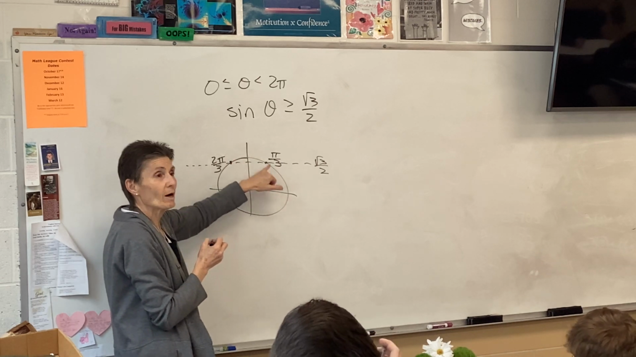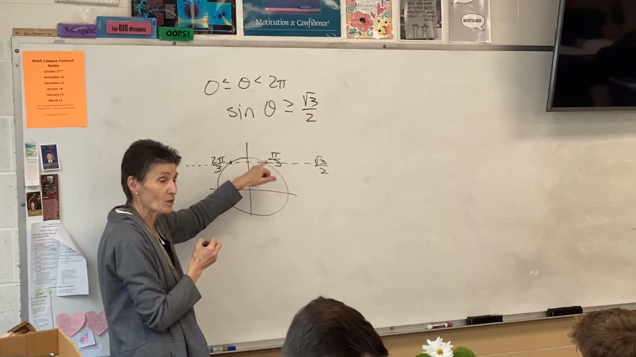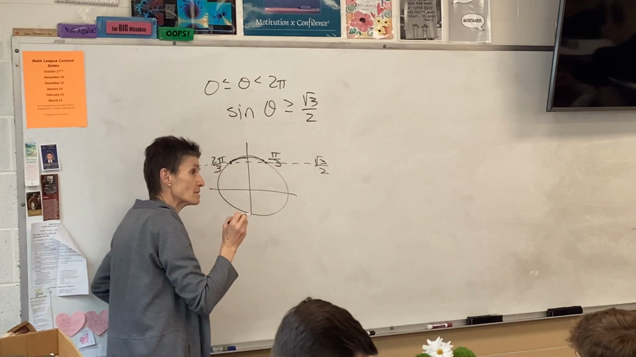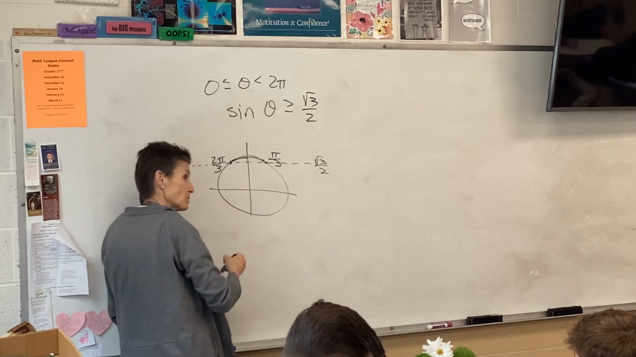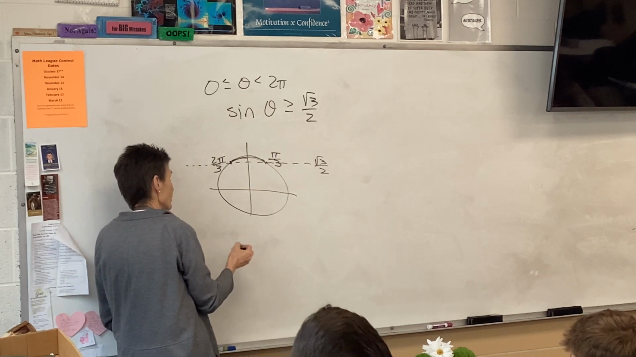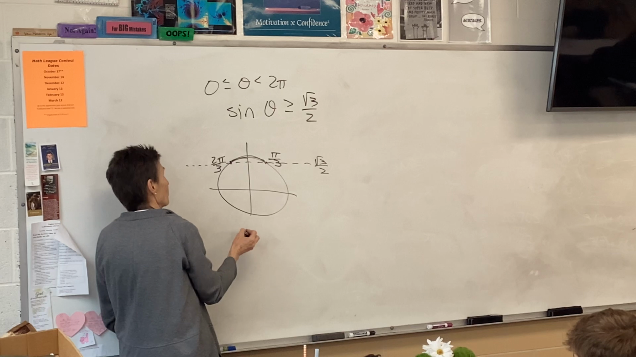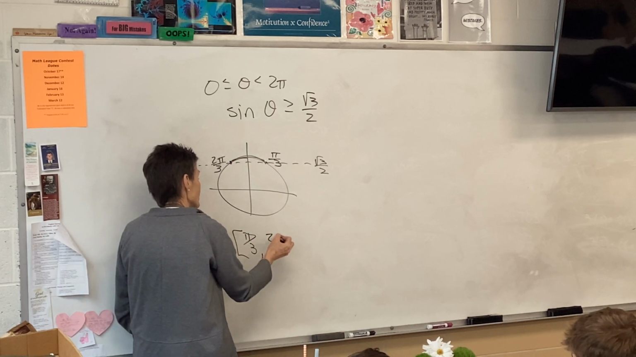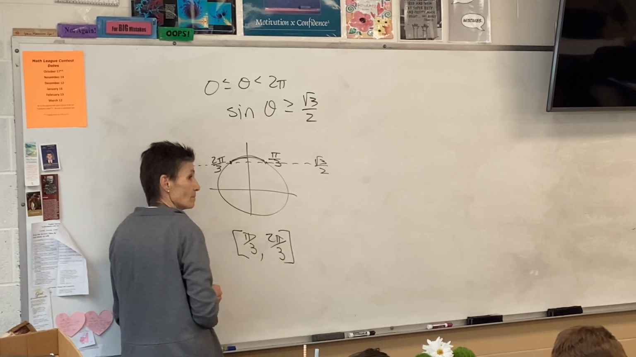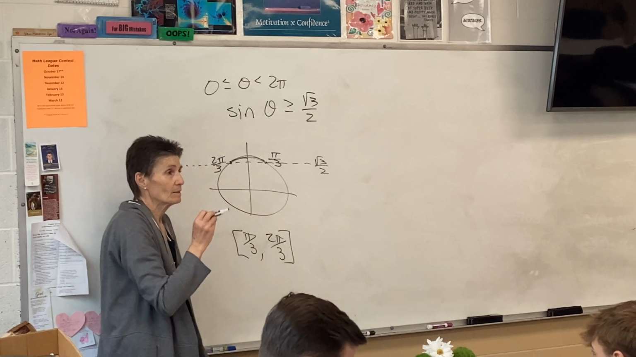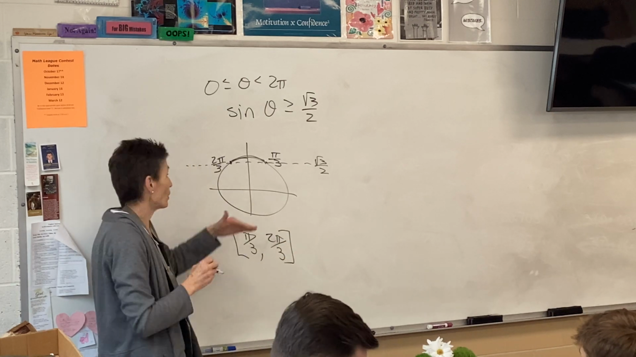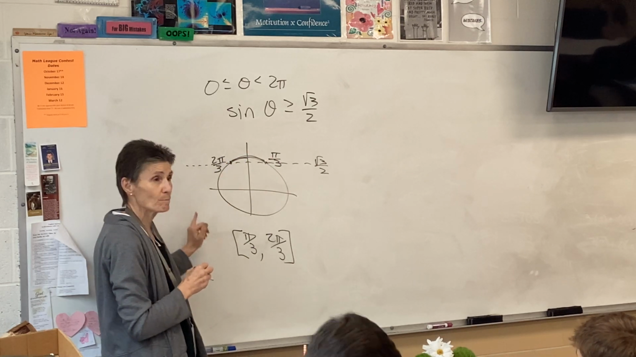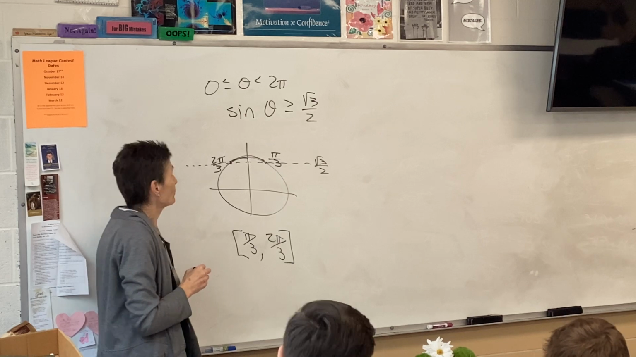So, we are going to be above that dashed line. So what am I going to write as my answer? Make sure your interval makes sense. What are you going to write? Bracket pi/3, comma, 2pi/3. And that's it. That's the answer. Those are the places where the sine is bigger than √3/2.